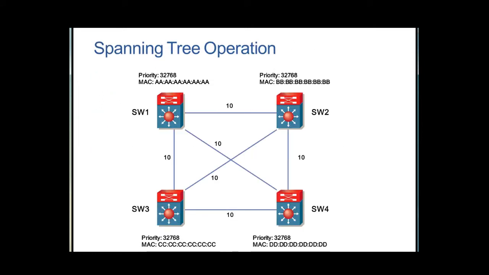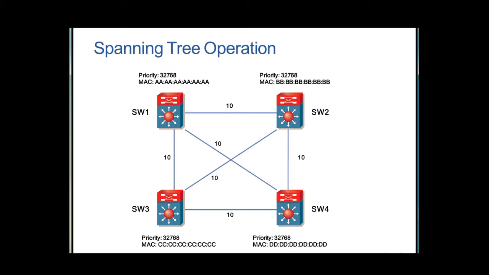Let's go through an example of this, and we will use this topology here. So here we have 4 switches all meshed together. Hence, there are several loops established. You will see in this picture the MAC address and the priority value of each switch reflected right here. And you'll see that the default priority is 32768, but the MAC address for each switch will be different.